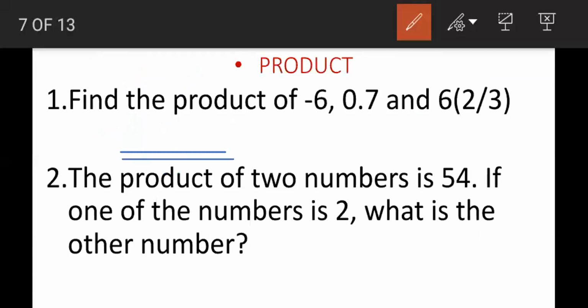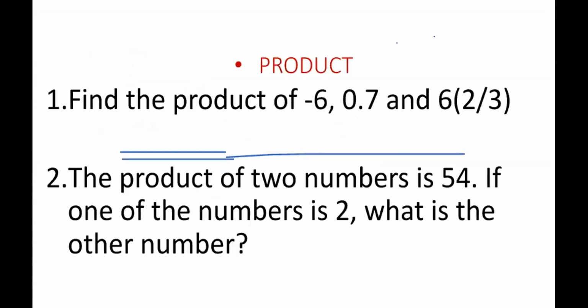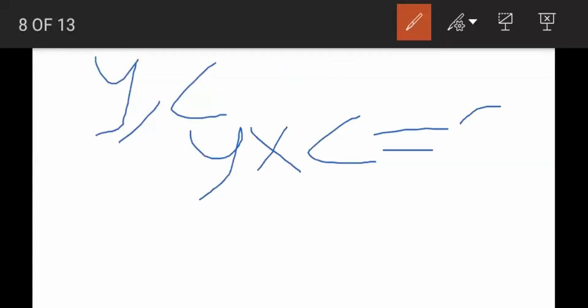The product of two numbers is 54. What is the product? Multiplication of two numbers. When I say the numbers are Y and C, it means Y times C. If I say the product of two and three, it means two times three. So the product of two numbers, Y and C, equals 54. That is the first statement.